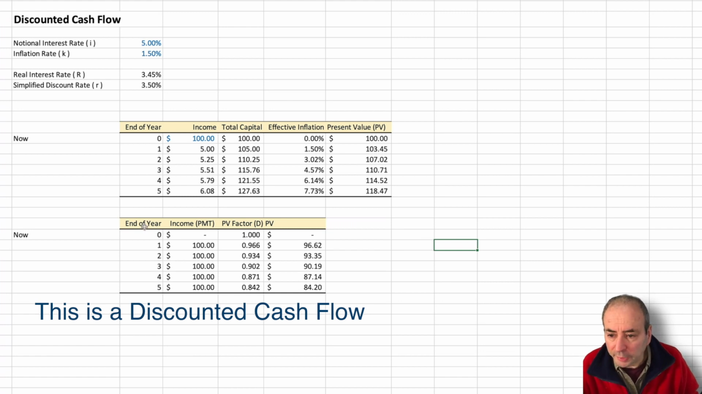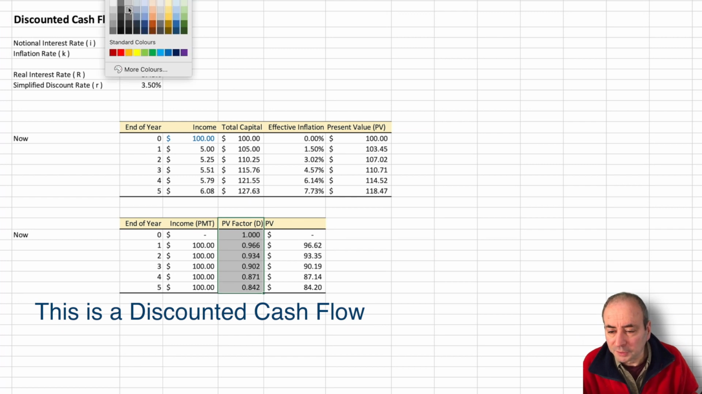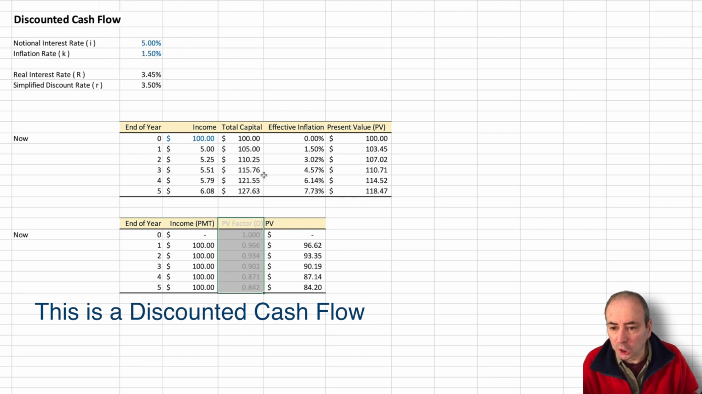So what we've got here is our discounted cash flow here. Year, payments, discount factor, discounted cash flow. And you may not choose when you present your discounted cash flow to show this working, so you might grey it out or hide the cell.